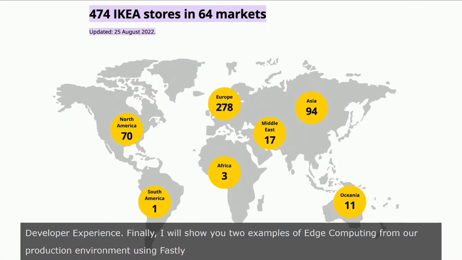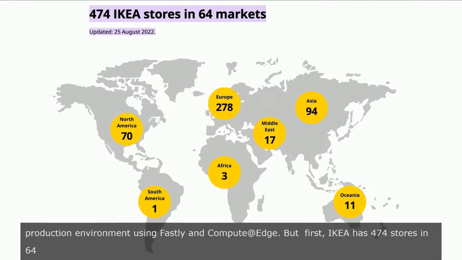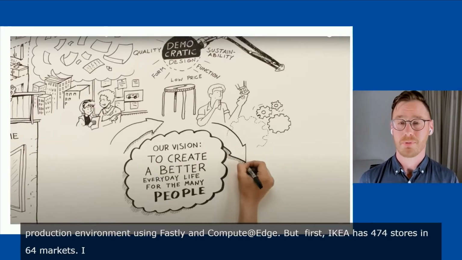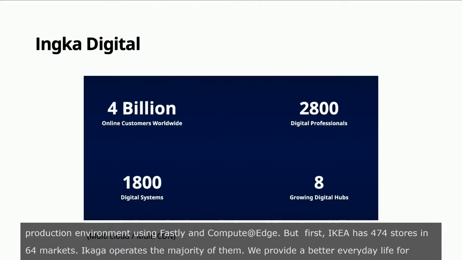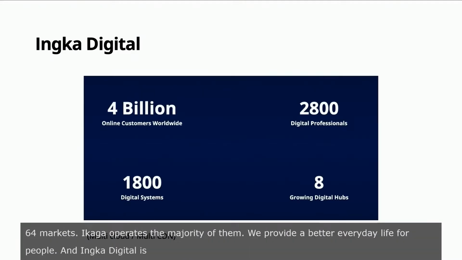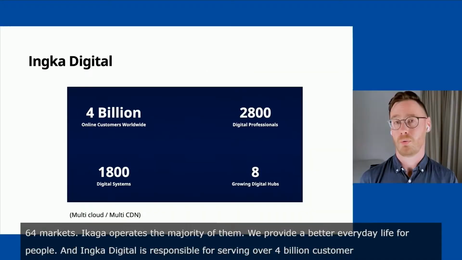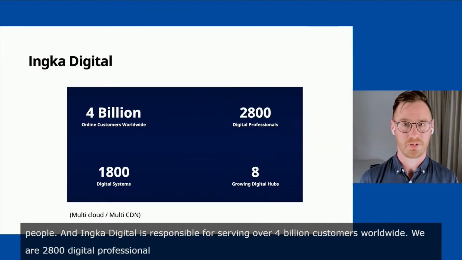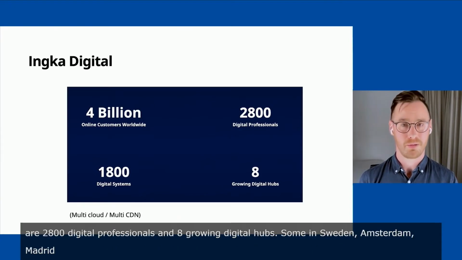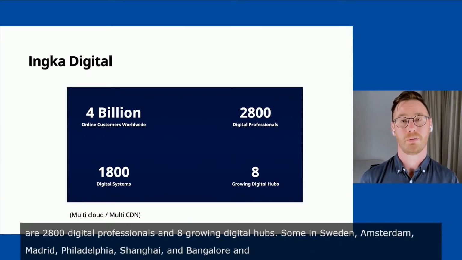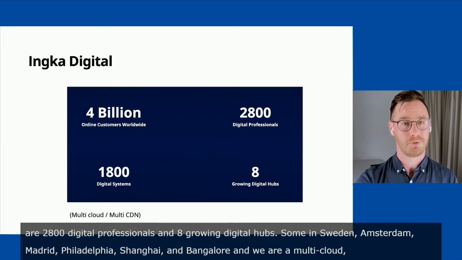But first, IKEA has 474 stores in 64 markets. IKEA Retail, Ingka Group, operates a majority of these markets. IKEA's vision is to create a better everyday life for the many people. And Ingka Digital is responsible for serving over 4 billion online customers worldwide. We are 2,800 digital professionals in 8 growing digital hubs, some of them in Sweden, in Amsterdam, Madrid, Philadelphia, Shanghai, and Bangalore. And we are a multi-cloud and multi-CDN organization.